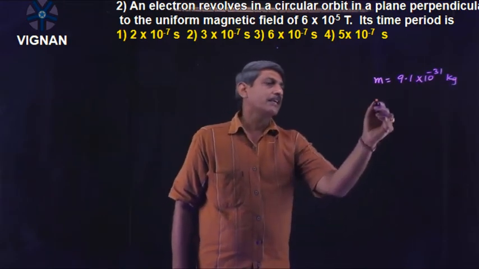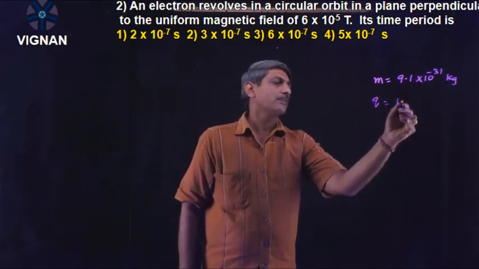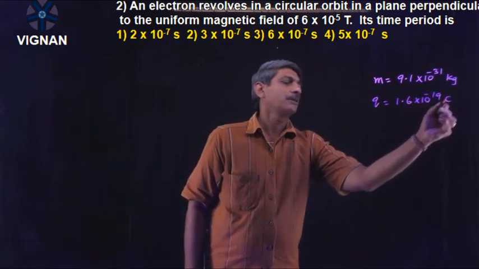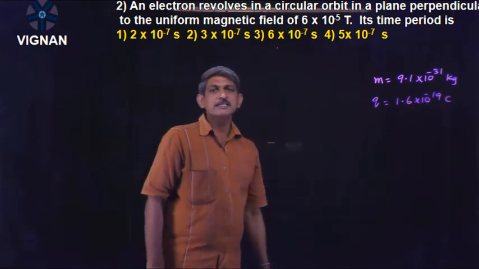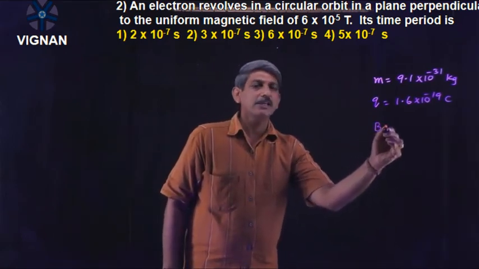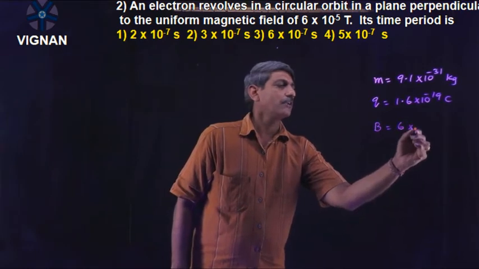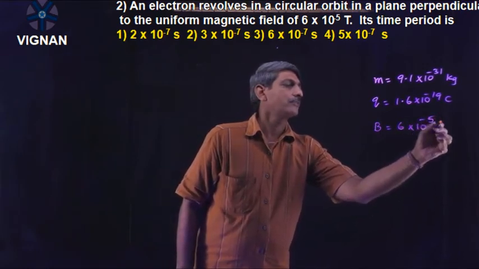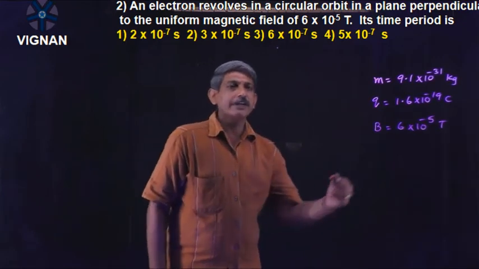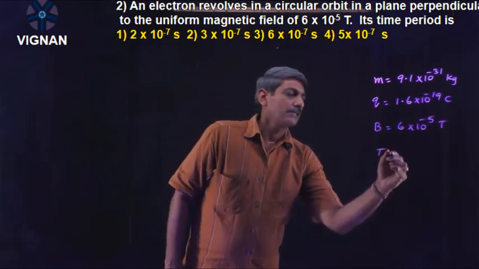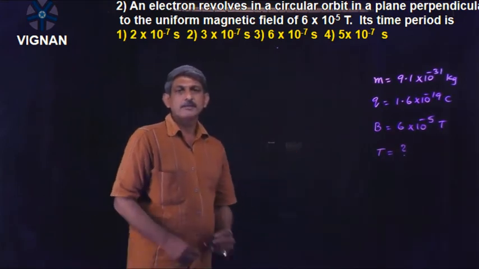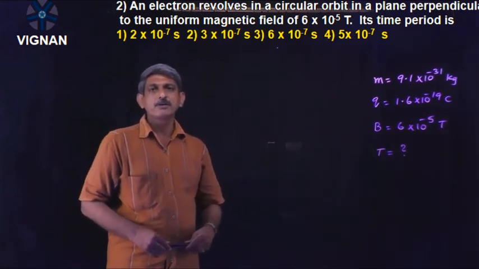The charge of the electron is also known for us, which is equal to 1.6 into 10 to the power of minus 19 coulombs. This particle enters a uniform magnetic field of induction B equal to 6 into 10 to the power of minus 5 Tesla. Now we want to determine the time period of the rotation of the particle.